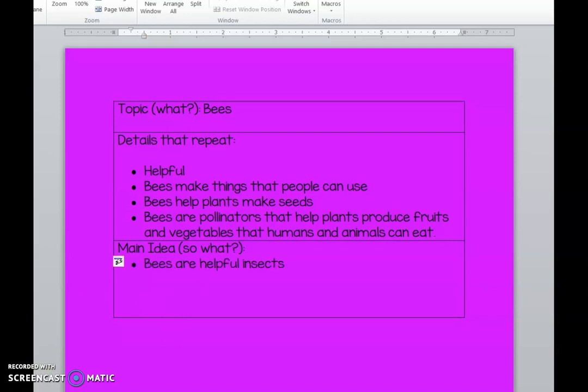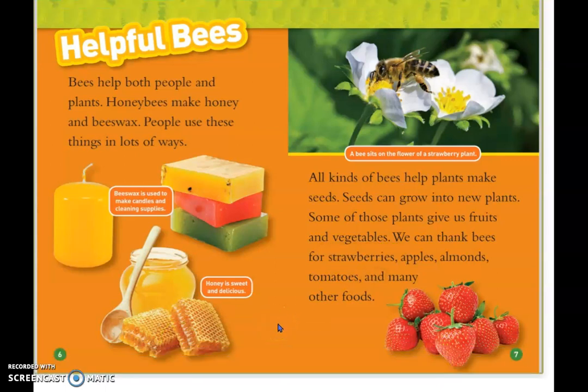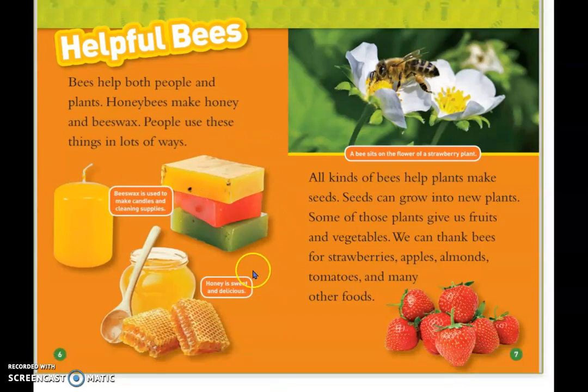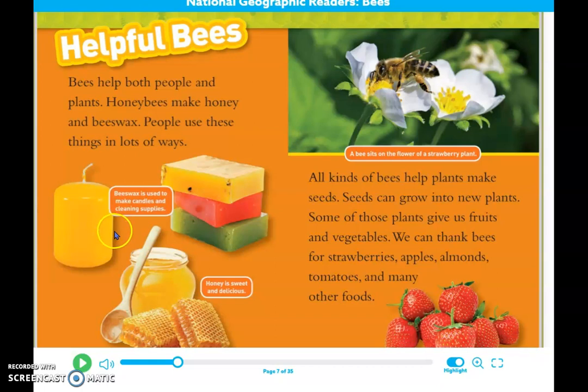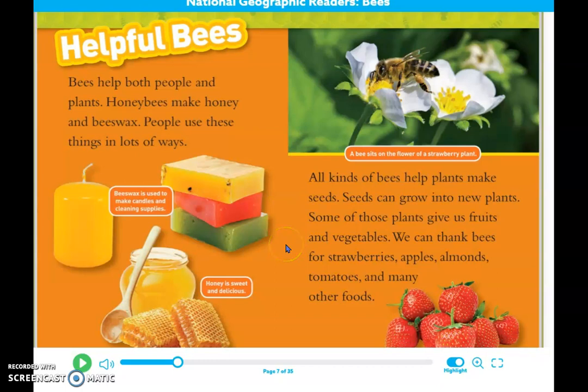So, I could say that the main idea of this text is that bees are helpful, but I think I could do a better job of adding an extra detail to explain how bees are helpful. Let me think about what the text said that's important. Bees produce things that people can use. Either we can use products from the bees, either the beeswax from their hives or the honey that they make, but they're also helpful to people because they can help grow food for us.